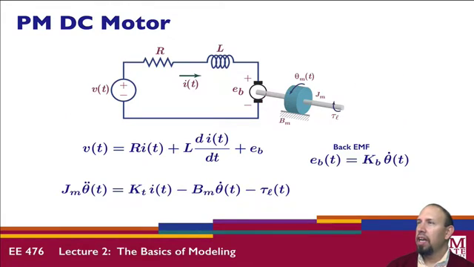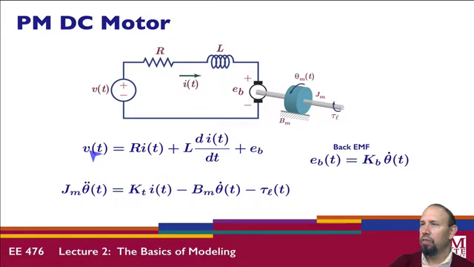Here we have a permanent magnet DC motor, which is an electromechanical system. It has an electrical part and it has a mechanical part. So we have an electrical equation. Notice this is basically a KVL equation. Notice that we have an inductor, so we need a KVL equation with that inductor. So here's our KVL equation.